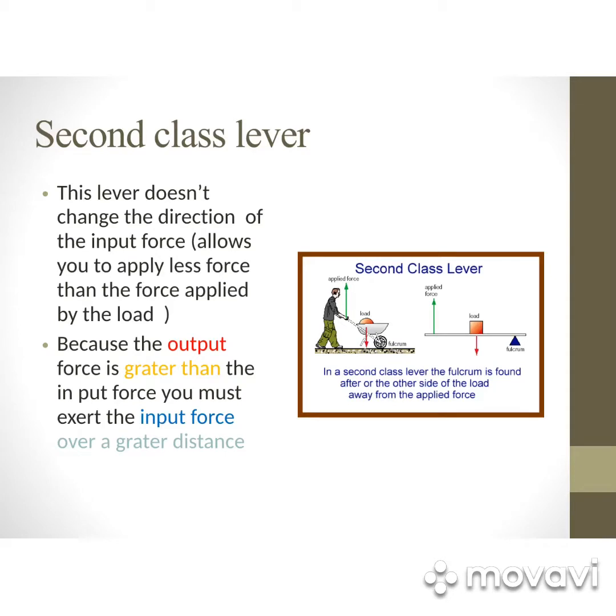Second class levers. In this class, the load is between the fulcrum and the input force. So the position of the load is between the fulcrum and the input force. The second class lever does not change the direction of the input force, unlike the first class, which we said always changes the direction of the input force. This is their difference. And also the location of the fulcrum is the second difference.